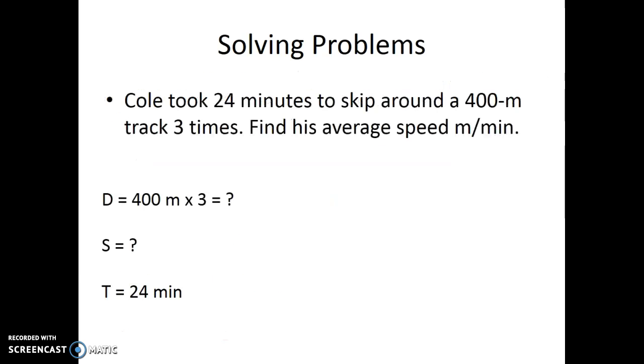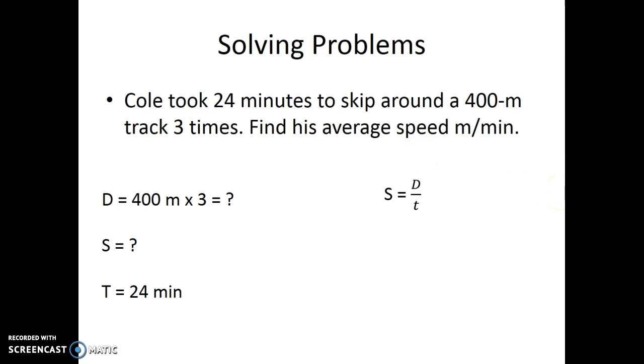Okay, let's take a look at this one. This one is a fun one. It says Cole took 24 minutes to skip around a 400-meter track 3 times. Find his average speed in meters per minute. So our distance here is not 400 meters. He goes around it 3 times. So it's really 400 times 3. So let's set this up for speed. Speed is going to equal distance over time.